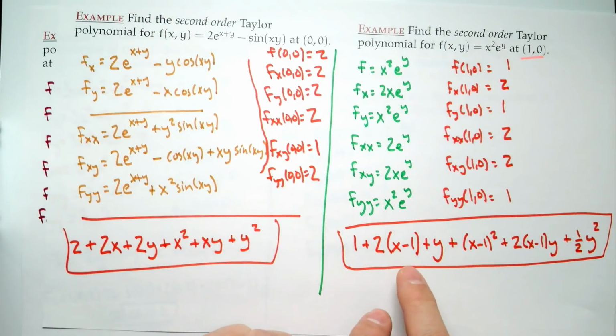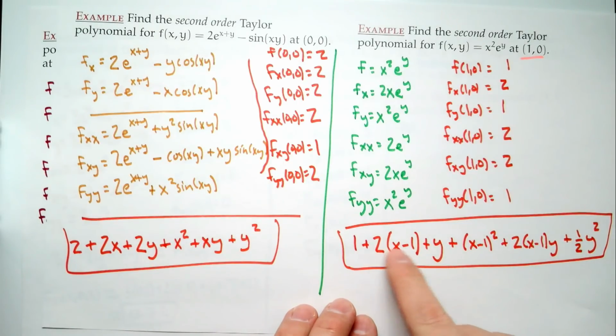Now, when you're writing out the Taylor polynomial, it really helps to leave it as x minus 1, because you really want to say, what's the change in x? So that's why you write things as x minus a, y minus b, because you're keeping that change in there. But there's nothing that says that you couldn't have distributed. I could have distributed this and said, oh, that's 2x minus 2. And then I could have put the minus 2 and the 1 together. And I could have done other stuff as well.